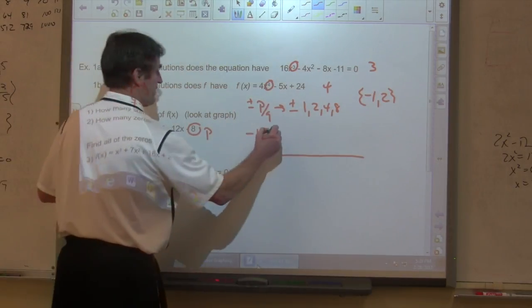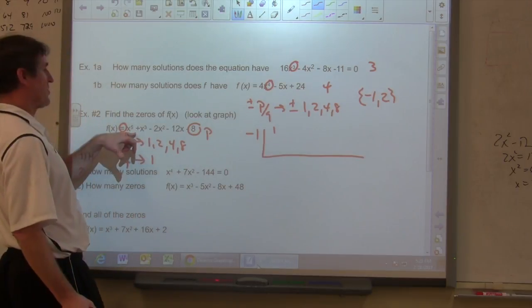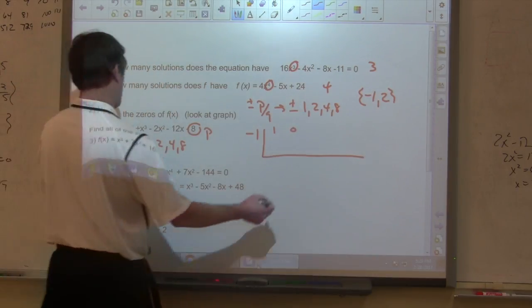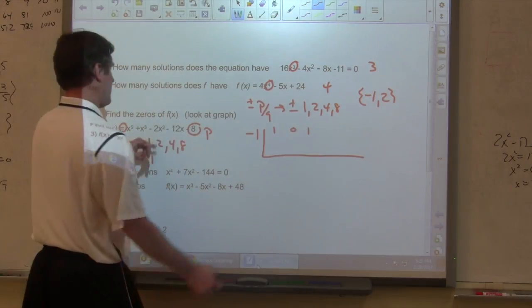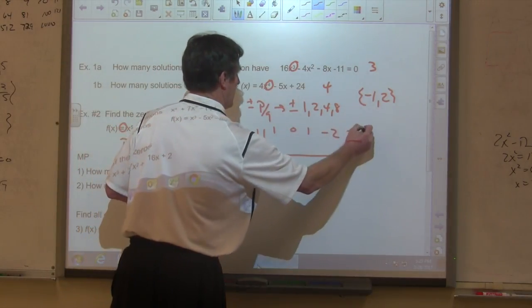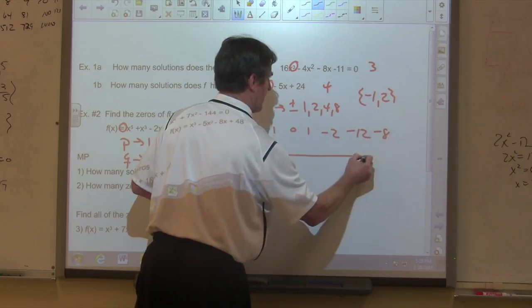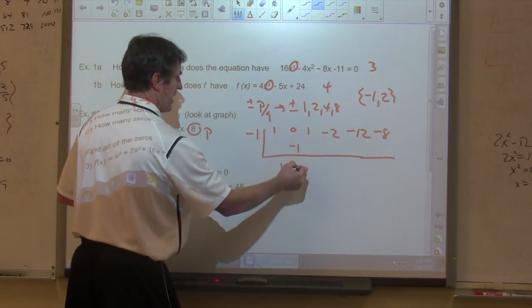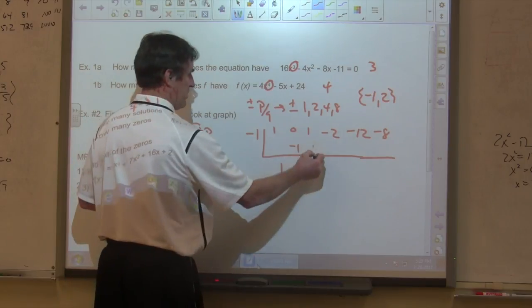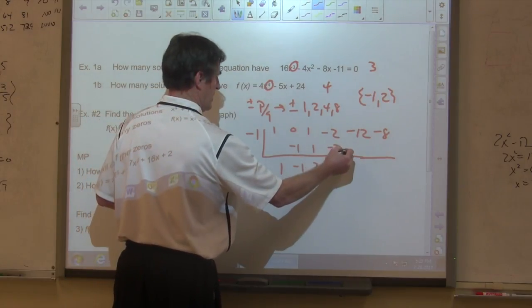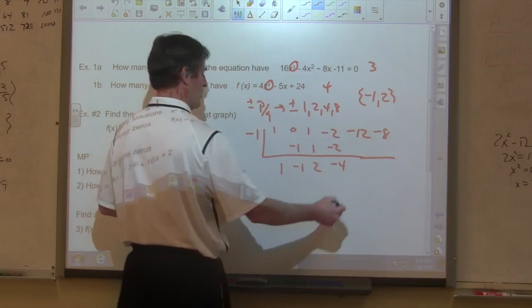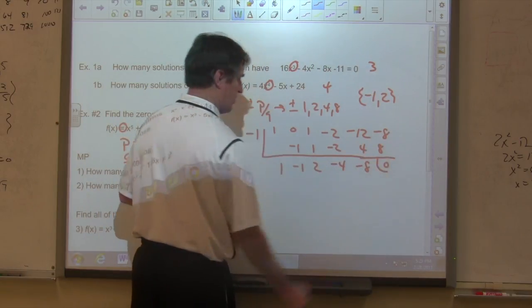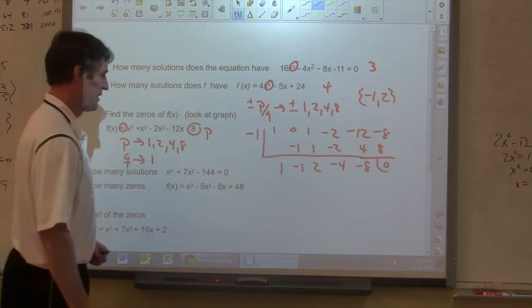And it's x to the 5th, so 1. Remember, there is no x to the 4th, so I have to put a 0. And then 1, and then -2, -12, and -8. So I do synthetic division with this: bring down the 1, multiply, -1, add, -1, 1, 2, -2, -4, 4, -8, 8, 0, which is what we knew should have come out.